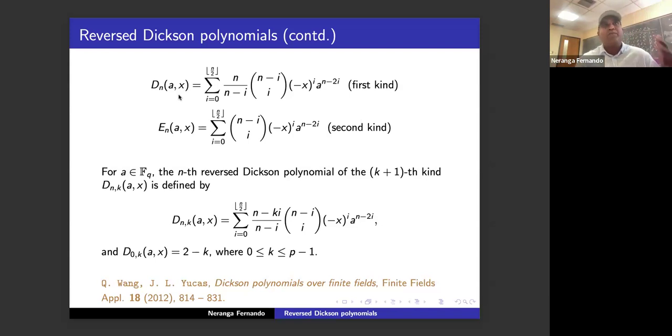Then I saw a couple of papers about the reverse Dickson polynomial of the first kind and the second kind, then one on the third kind, then one on the fourth kind. Then I thought, okay, I wanted to generalize everything and unify all the results and bring them to one platform, instead of writing a paper on the fourth kind, fifth kind. So what I did, I studied the reverse Dickson polynomials of the k plus 1 kind in general, so that it generalizes already existing results.